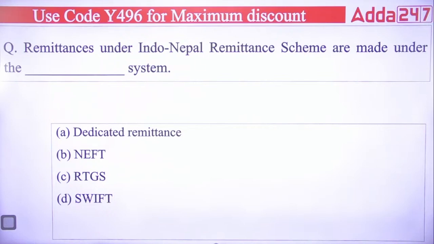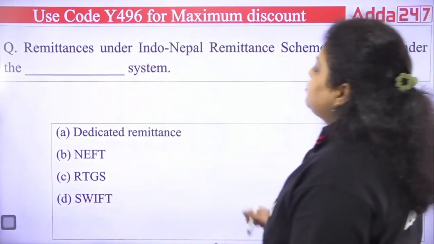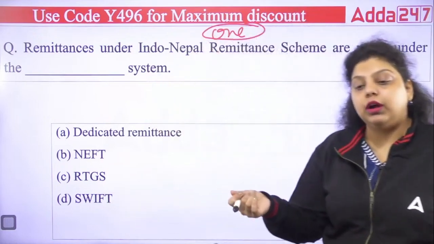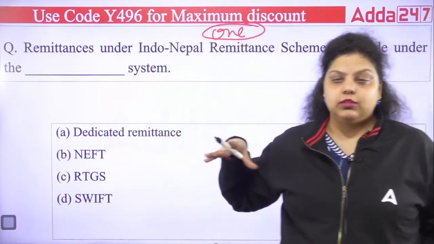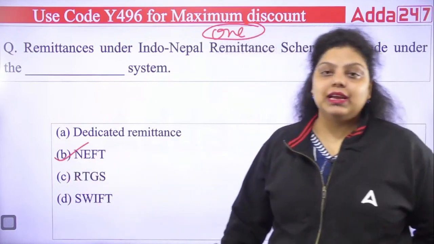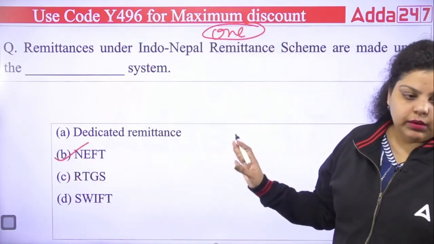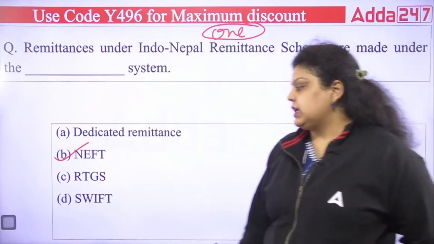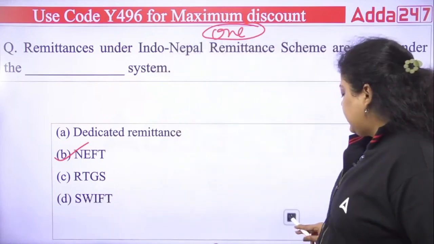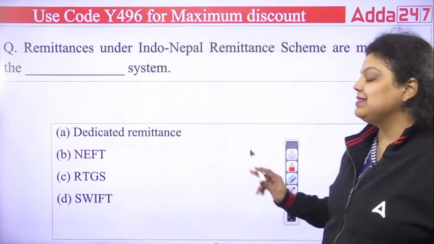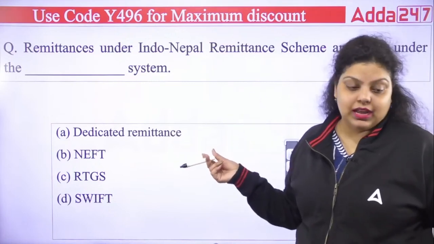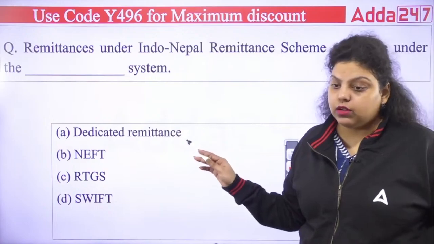Indo-Nepal remittance is allowed, but it is only a one-sided remittance. That is, from India to Nepal you can transfer the fund, but from Nepal to India it cannot be transferred. The way it can be done is NEFT. With the help of NEFT we can do remittance from India to Nepal, and that is known as Indo-Nepal remittance. It means from India to Nepal the fund can be transferred with the help of National Electronic Fund Transfer.